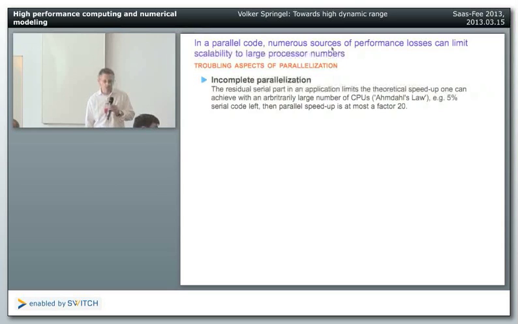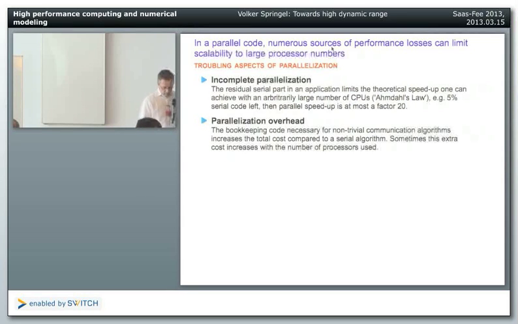That's Amdahl's law. That is a very common thing, that you still have incomplete parallelization. The parallelization itself, however, creates a certain kind of overhead. You maybe have the need for non-trivial communication algorithms.